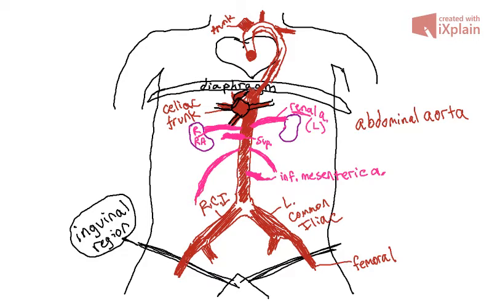And these go down to the gonads, your reproductive organs, and your urinary system and all of that. So these are gonadal arteries. Okay?